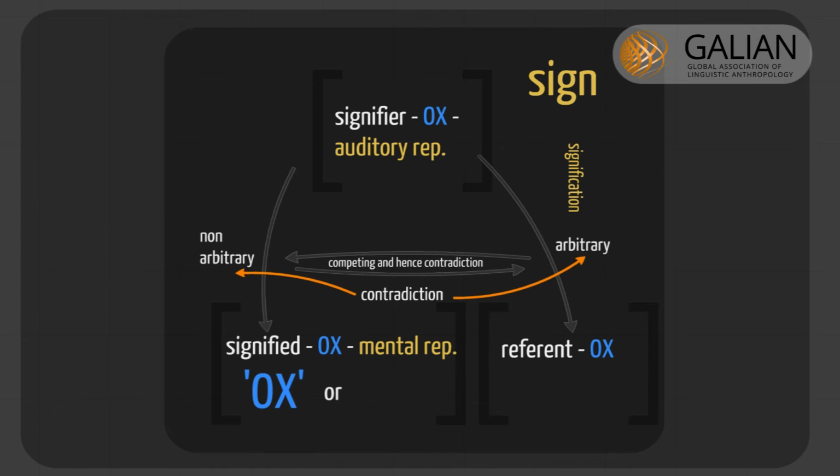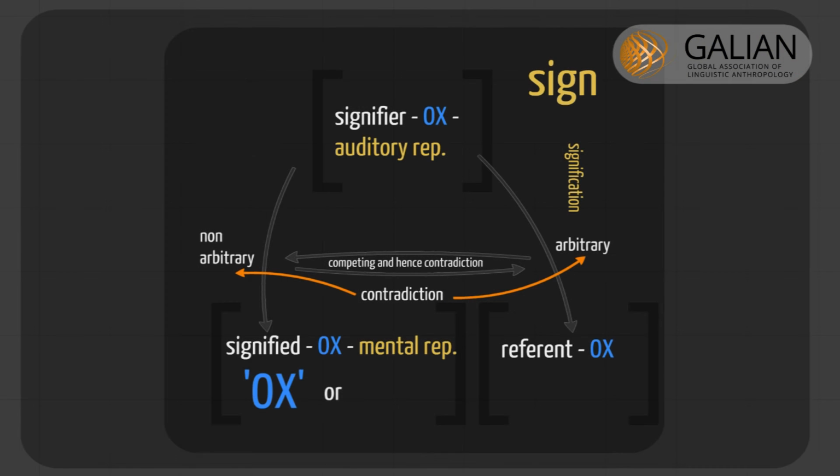So there's a certain competition between the auditory and mental representations. We see that the left relationship is non-arbitrary, the right is arbitrary, so there is some sort of contradiction. So if the relationship between the signifier and the signified is non-arbitrary and it is necessary, yet the relationship between the referent and the mental representation is arbitrary, then we have a problem according to Benveniste.